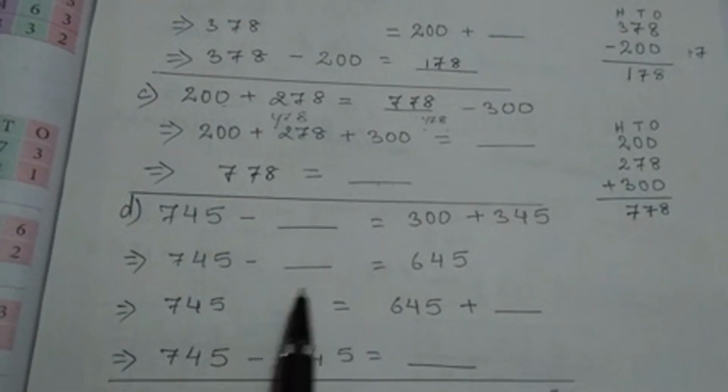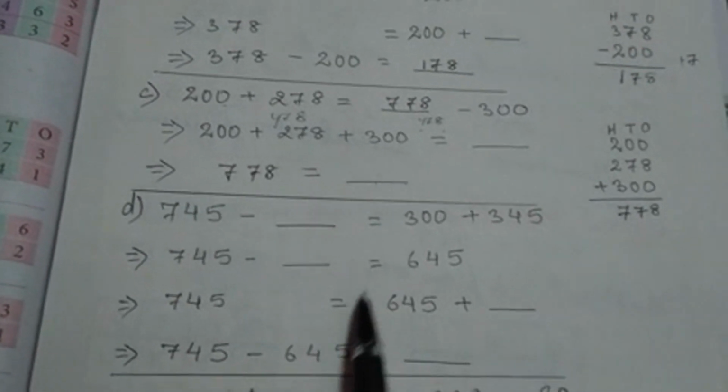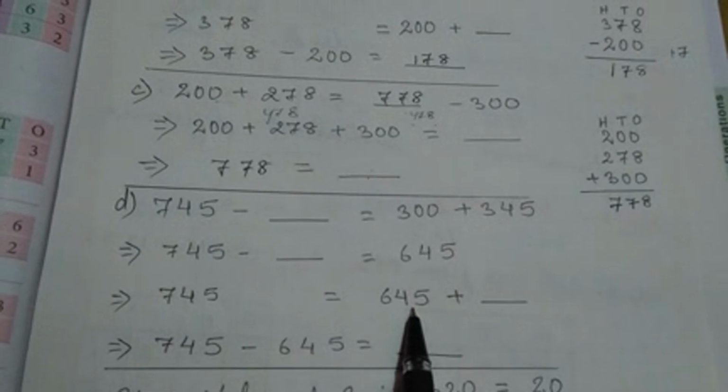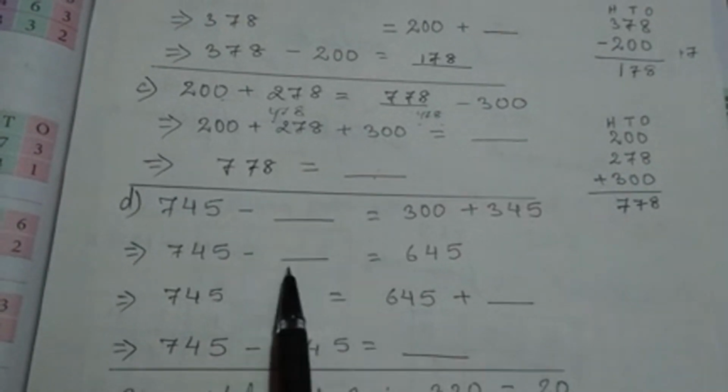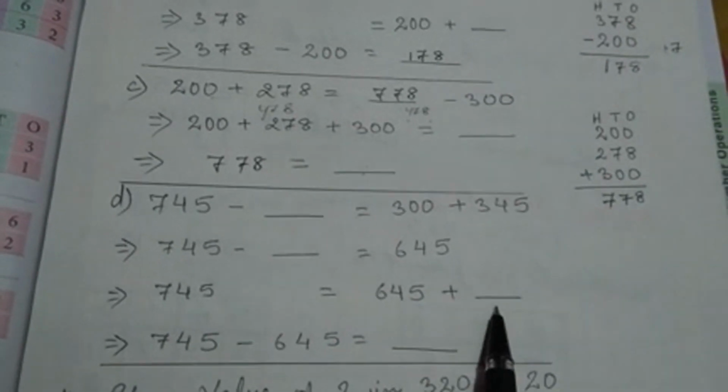Please be careful in copying. Okay. Now 745 I have copied here, equal to 645 is here. Now this I am going to put this side. This was minus, so this becomes plus when we put it this side.